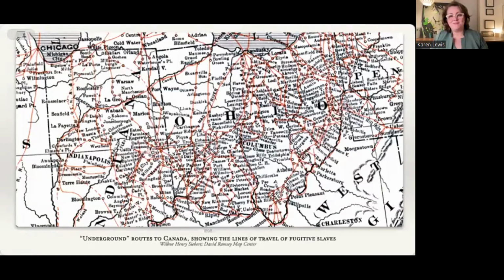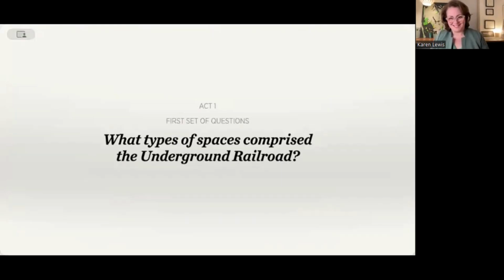So if Seibert's map doesn't communicate the breadth of all of these routes, how can we untangle the experience from the representation of the line? Which leads me into my first research question, which I know feels very nerdy and architectural already, but let's get into it, which is what types of spaces comprise the Underground Railroad? This was my first kind of beginning research question.